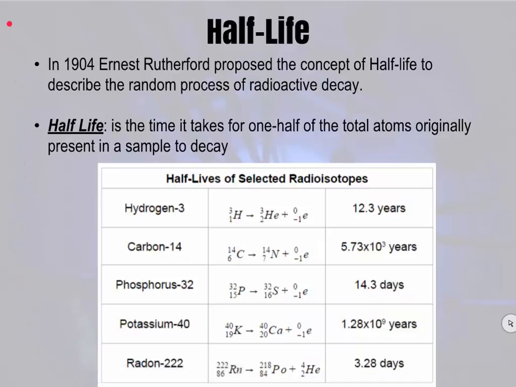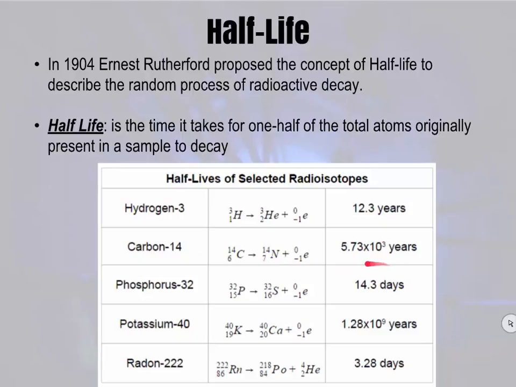In order to understand how long it takes, we're going to talk about something called half-life. In 1904, Ernest Rutherford proposed this first concept of half-life to describe the random process of radioactive decay. We define half-life as the time it takes for half of the total atoms in the original sample to decay. Here you can see examples of different half-lives. Hydrogen-3, an isotope of hydrogen, takes 12.3 years to decay to half of its radioactive material. So after 12.3 years, half the material is radioactive, half is not.